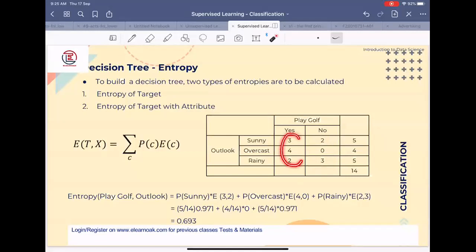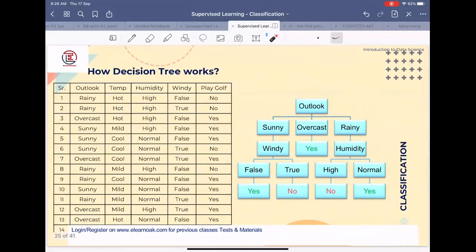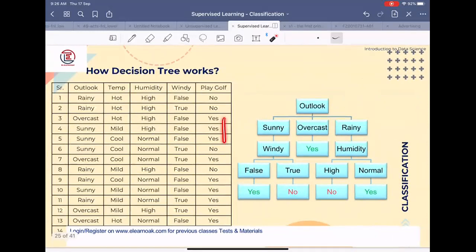Out of the 9 examples, 3 of them are sunny, 4 of them are overcast, and 2 of them are rainy. So what I'm doing is I'm looking at this data, and I'm looking at these examples of yes. These are the examples of yes, playing golf: 1, 2, 3, 4, 5, 6, 7, 8, 9. These are the examples of playing golf.